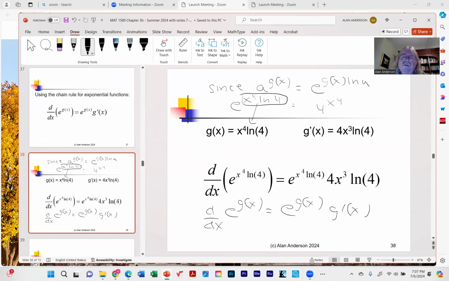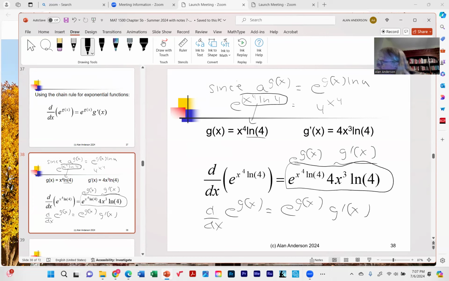Now, the derivative is easy because, like I said, this is a constant. So based on the power rule, we'll simply end up with 4x cubed log 4. Now, here's our e to the g of x, and this entire expression is g prime of x. And that's the final answer.